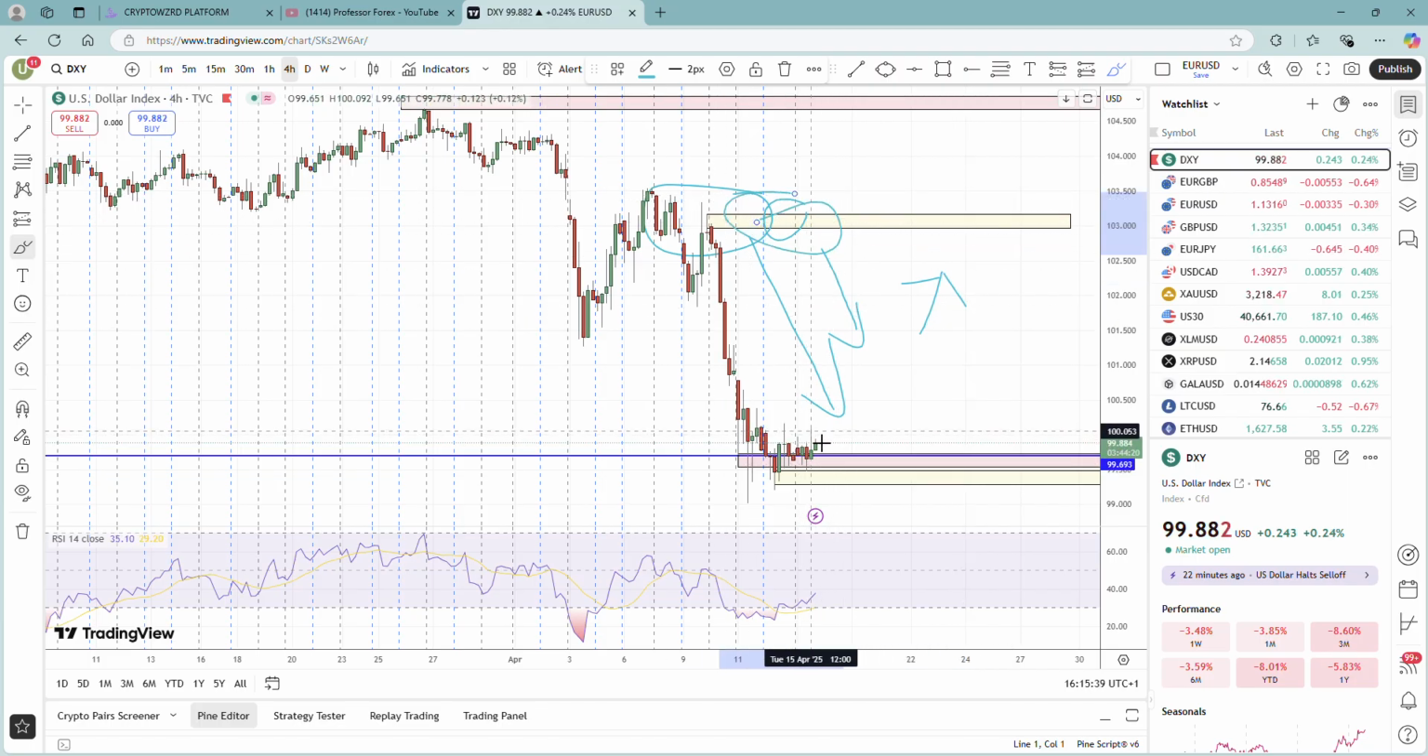Right now, price is going to reverse. It's at a weekly support, daily support, and also a H4 support. This is a high probable area where price can reverse and it can go up from here.